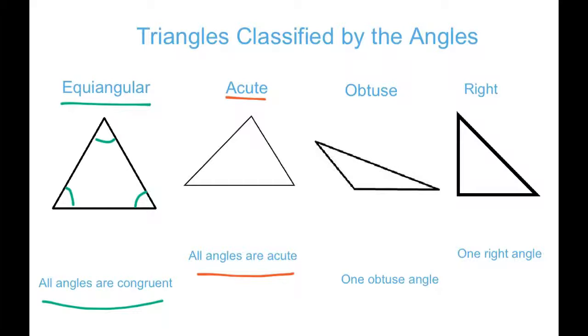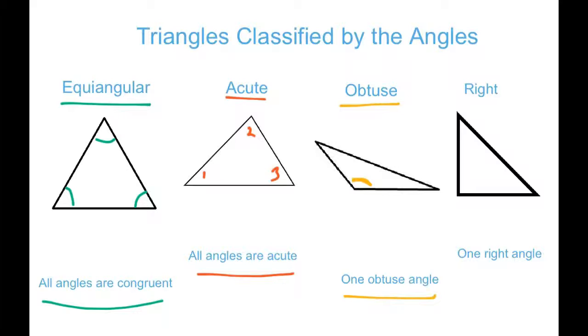So that means each of these angles, we'll call this angle 1, angle 2, and angle 3, all are less than 90 degrees. They're all acute angles. Then we have an obtuse triangle, and that means there's one obtuse angle. That happens to be this angle right here. Obtuse, we learned earlier, means greater than 90 and less than 180.